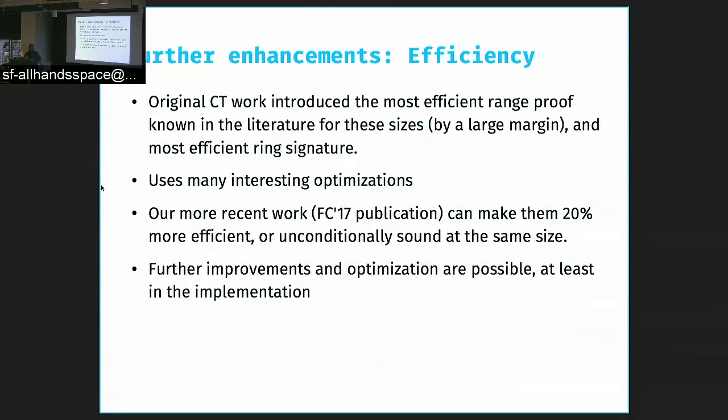And the area where I think I've been focusing the most on related to CT is efficiency, right? Those cost numbers, as I said, they're constant factors, but they're big constant factors. It would be good to get them down. So we have schemes right now that can make them 20% smaller or the same size but unconditionally sound. And there's more optimizations out there to be worked on. This is an area that Oleg at Chain's also been working on.